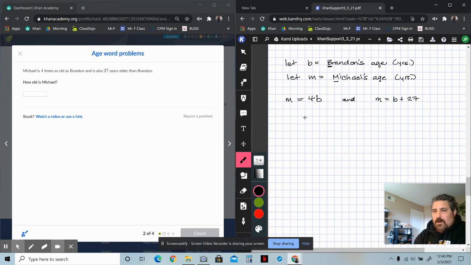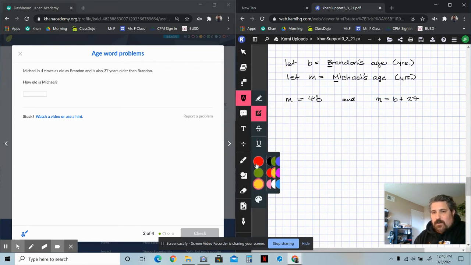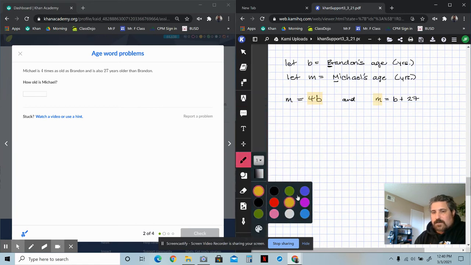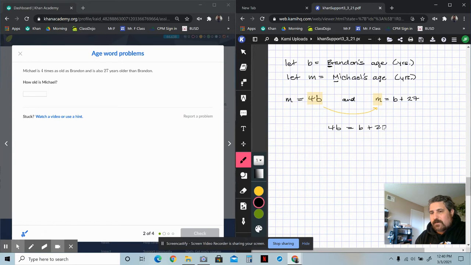Okay? Once we have the two, we can just take the value of one thing and plug it into the other to find the solution of the system. So basically, we can see that M is equal to 4B. So we can just replace M with 4B. Okay? So we can solve the system using substitution. Bloop, right there. And so now when we do that, you get 4B is equal to B plus 27. All right. And the nice thing about that, you might be wondering, why did I choose to plug in the 4B?